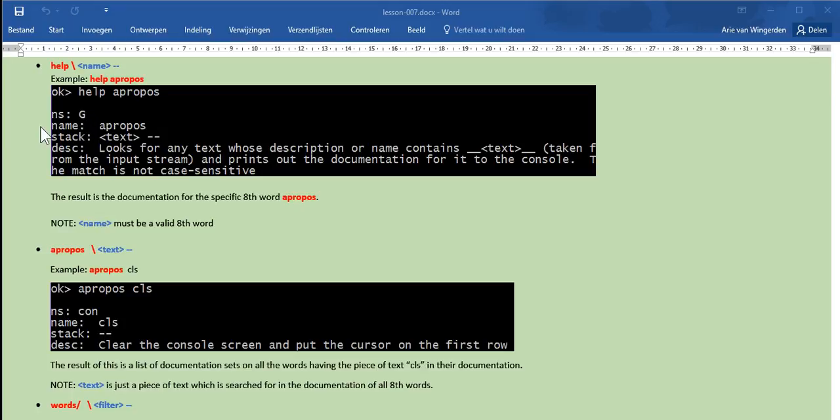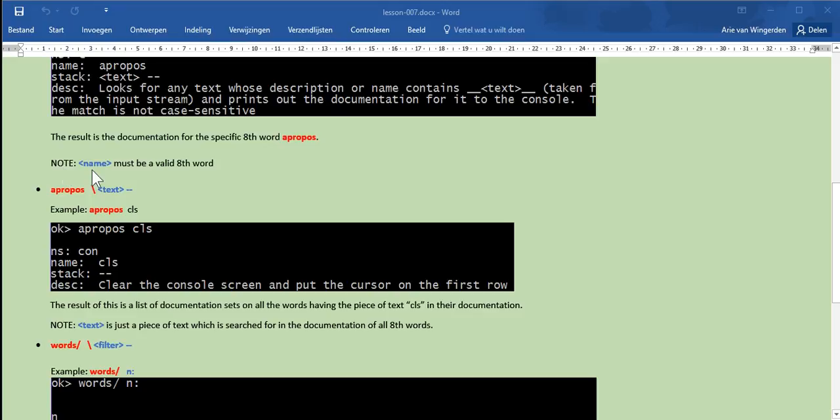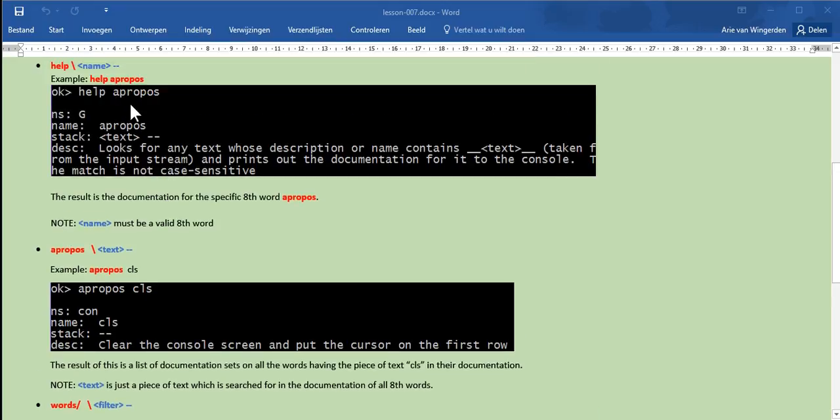The name itself is apropos. You see the stack effect diagram as well here, and then a description of that word. And in the case of help, the name in angle brackets must be a valid 8th word.